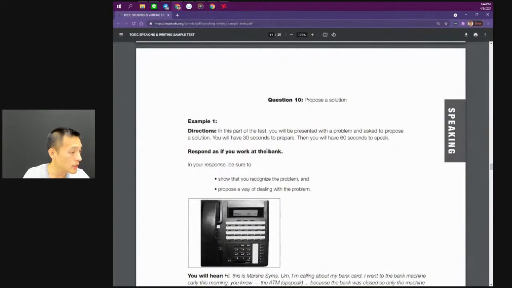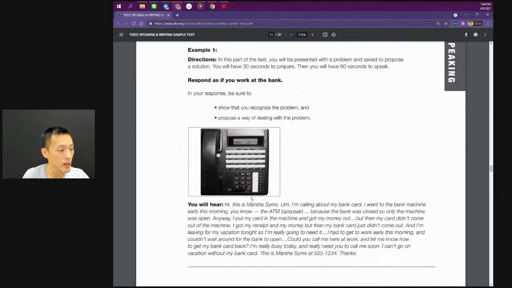All right, and then question number 10. This one is getting more involved because you will hear something, right? In this case, you are a banker and a customer calls in and talks about how her ATM card got eaten up by the ATM machine. So you have to provide her a solution. This is a mixture between the integrated speaking task and the independent one, because you are given some information, but not all of it. So you have to propose a solution to the problem.